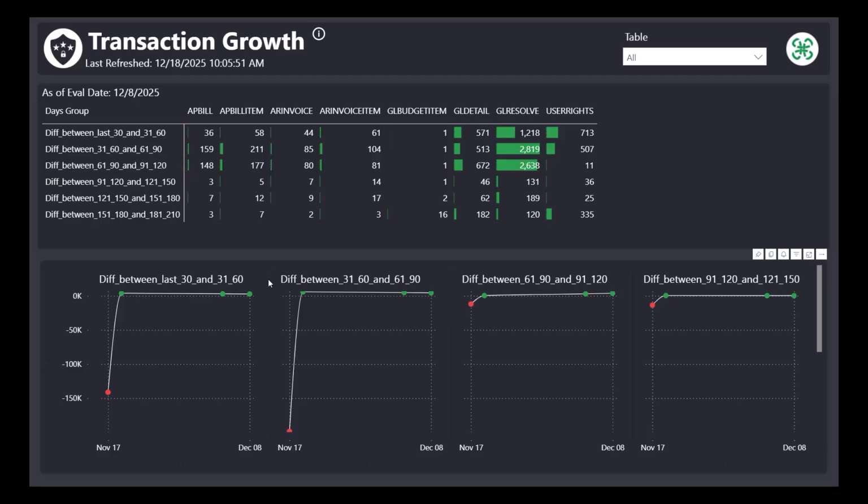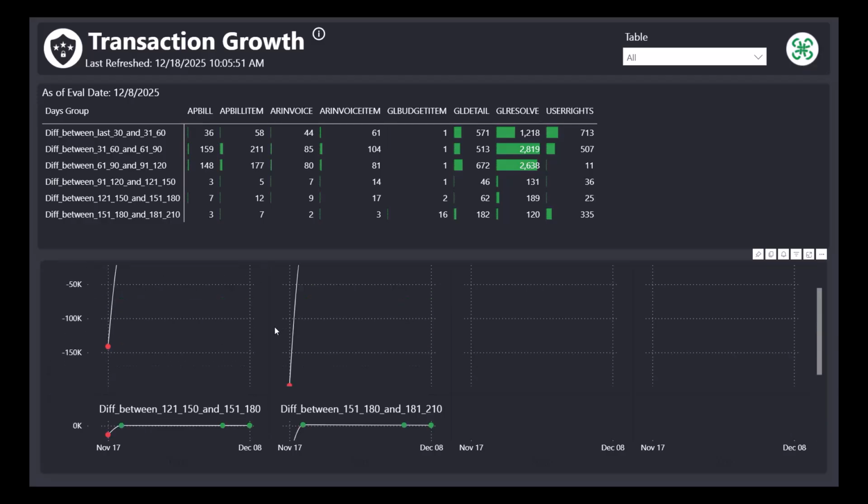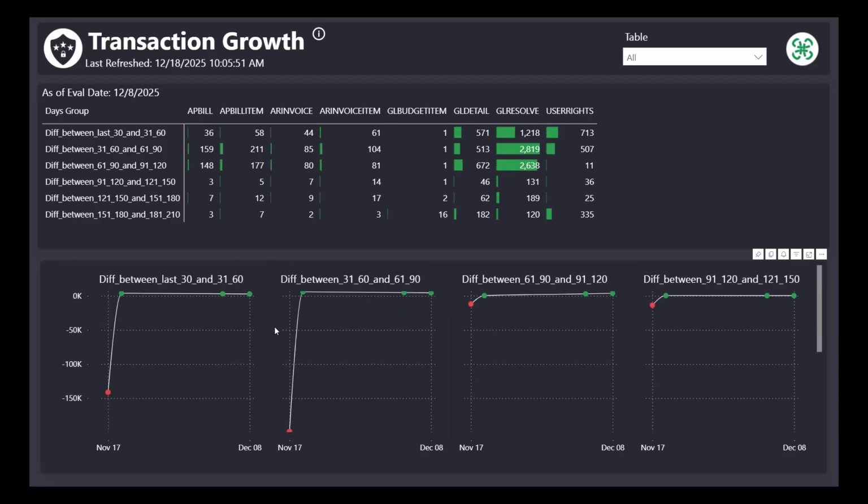And then across the bottom, we have trends over time broken out by the 30-day increment groupings. And the red and green here does not pertain to negative, positive, or bad, good. The red is the lowest data point and the green is the highest data point. So this is helpful for seeing increases or decreases over time in the different 30-day increment periods.